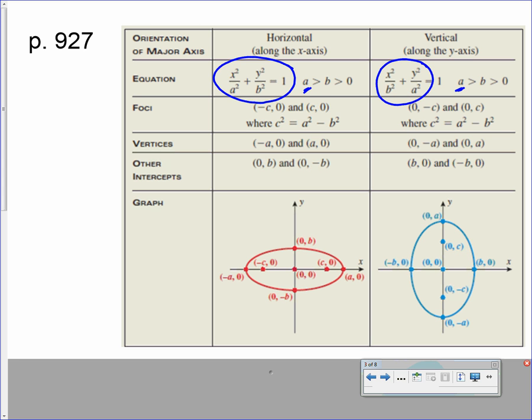The way I remember is I just look and say, okay, if the biggest number is under x, then it's horizontal because x is on the horizontal. If the larger number is under y, then it's vertical. You can find your foci. If a and b are the denominators from your ellipse, then the foci are found by c squared equals a squared minus b squared. So those are the key things to get from this graphic.